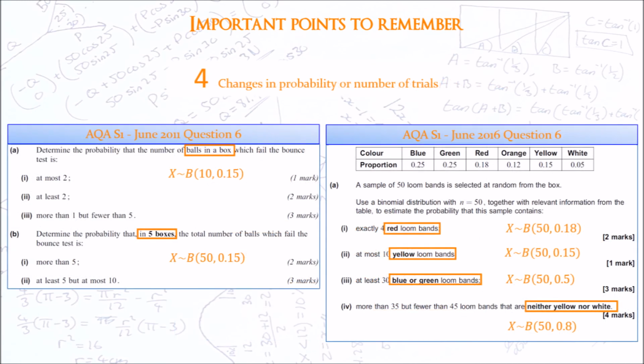The fourth one is a similar approach. This is changes in probability or the number of trials. So if we take the left hand side first, in June 2011, we can see in part A it's saying determine the probability that the number of balls in a box which fail a bounce is. Now earlier on the question it said there were 10 balls in a box. So this was distributed binomially and our n was 10. Now later on in part B it says determine the probability that in 5 boxes. So this is where you need to realise you're changing your conditions. It's now distributed binomially, but in this case your n is now 50. So always look out, they tend to put it in bold for a reason. And the right hand side is similar to what we've seen here. Throughout this question the probability is changing and you need to make sure that you're indicating that as you go through.